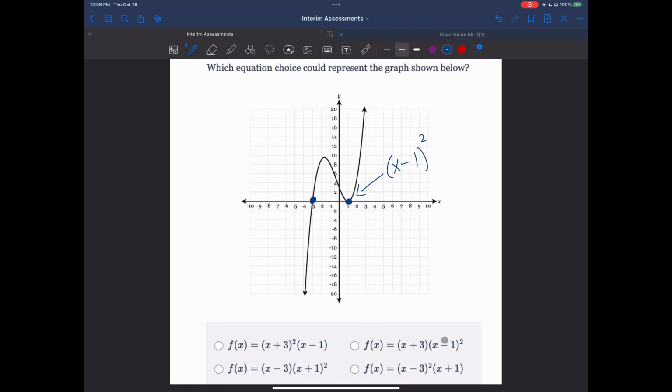Okay, it looks like we found our winner. This is the only one I think that has that, right? The x minus 1 squared. And let's double check it. We have a -3 here, so it should be a +3 in parentheses.